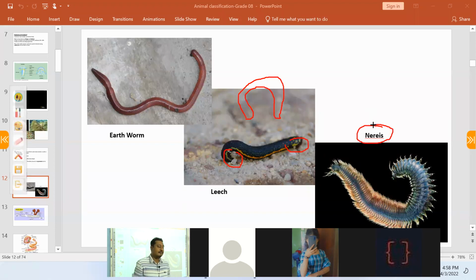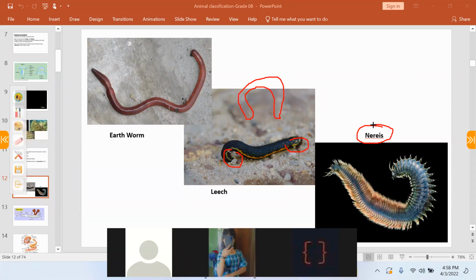Where are they living? What's their habitat? Earthworm lives in the soil. Leech lives in water as well as in the soil. I mean, where does the Nereis live? Nereis lives on the beach. They dig holes under the sand in the coastal line, the beach, and live there.